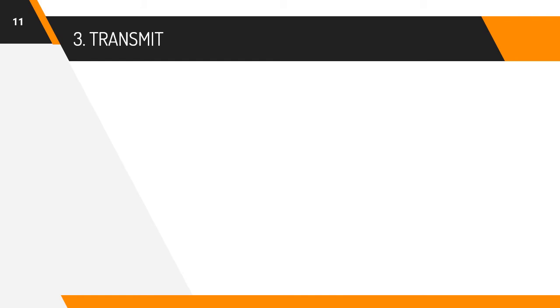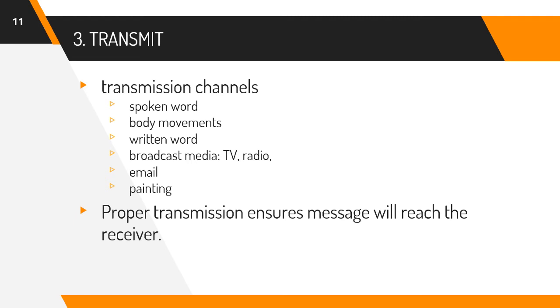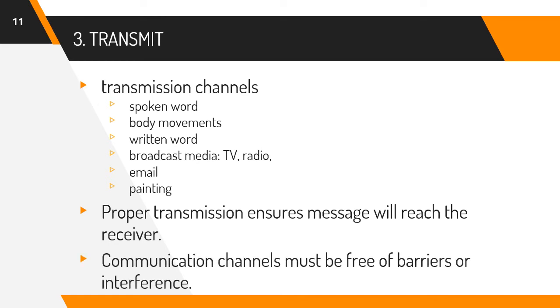After encoding the message, you are now ready to transmit through the use of an appropriate communication channel. Among the various channels include the spoken word, body movements, written word, television, telephone, radio, artist's paint, email, etc. Proper transmission is very important, so the message sent will reach and hold the attention of the receiver. So to achieve this, the communication channel must be free of barriers or interference, sometimes referred to as noise.